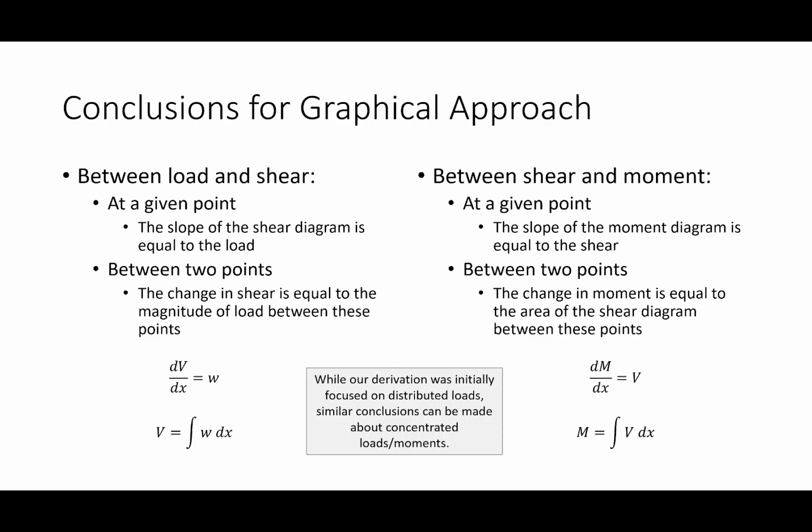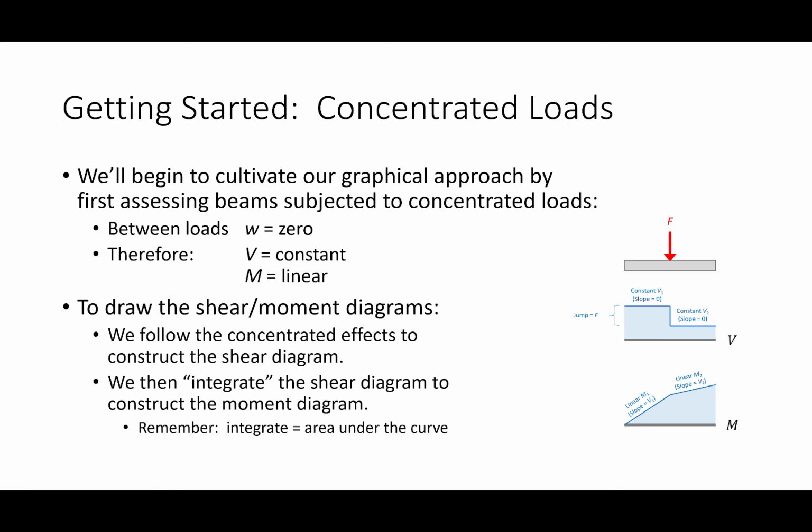See, between load and shear, I propose that the slope of the shear diagram is going to equal whatever the load is. That's going to be more of a gut check to make sure what we're doing is correct. But the change in shear is going to equal the magnitude of the load. And how do we do that? That's just this. And between shear and moment, the slope of the moment diagram is going to equal the shear. And between 2 points, the change in moment equals the area of the shear.